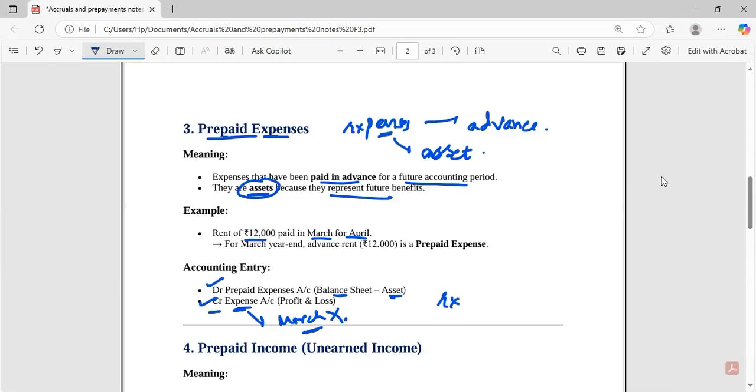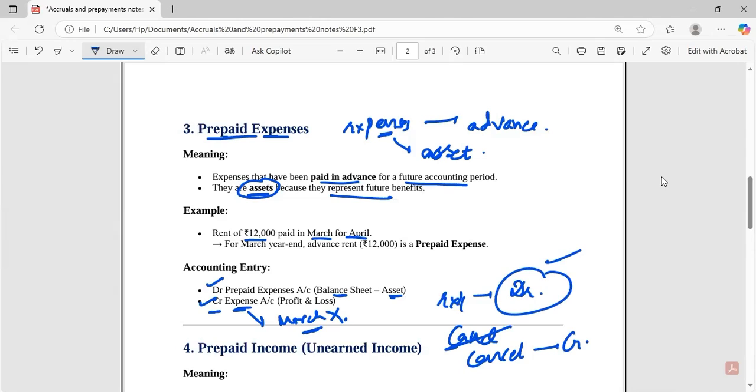Originally, expenses have a debit balance. So if I have to cancel this amount, I will credit it. Originally we debit it, but in order to cancel it, I will do the opposite, that is credit. All right. So in order to remove this effect of 12,000 from the month of March, I will credit the expense.